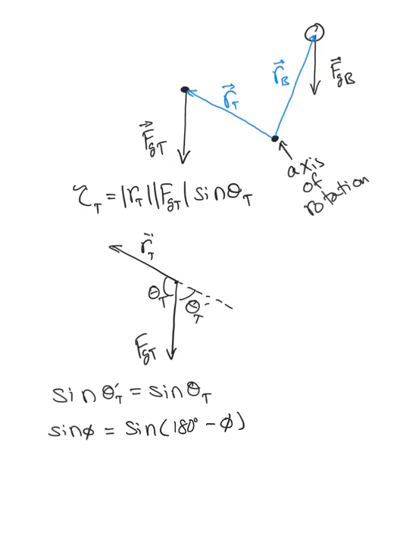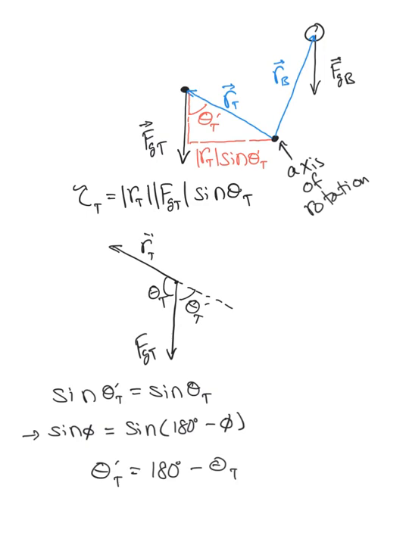And this is true for any angle phi, and since we can see that theta prime of t is equal to 180 degrees minus theta of t, this relationship must hold, and these two angles have the same sine, which is going to make our lives a lot easier. Now, here's the trick.